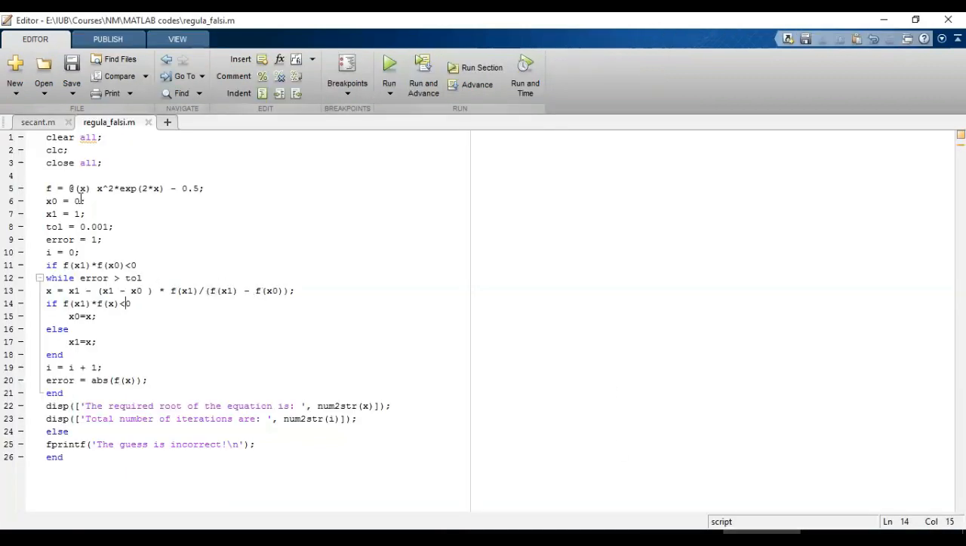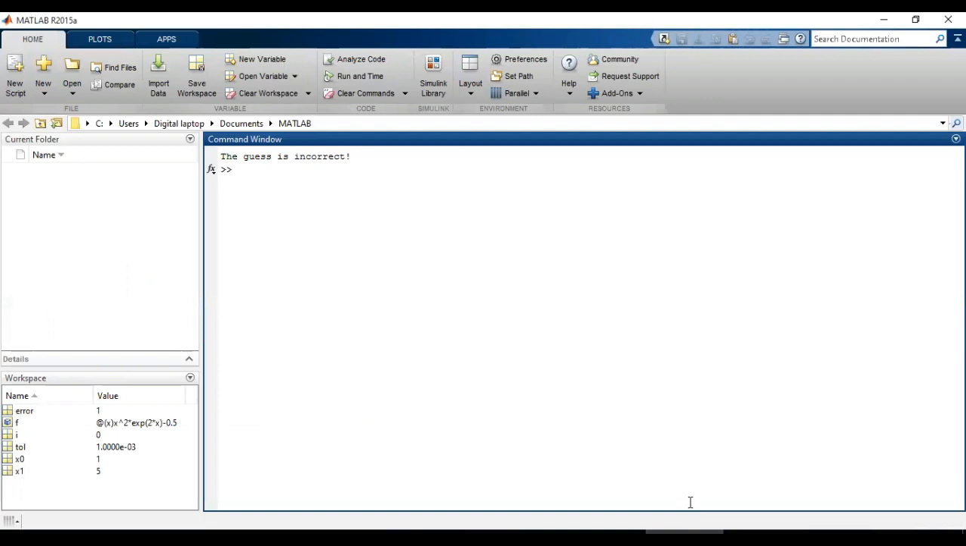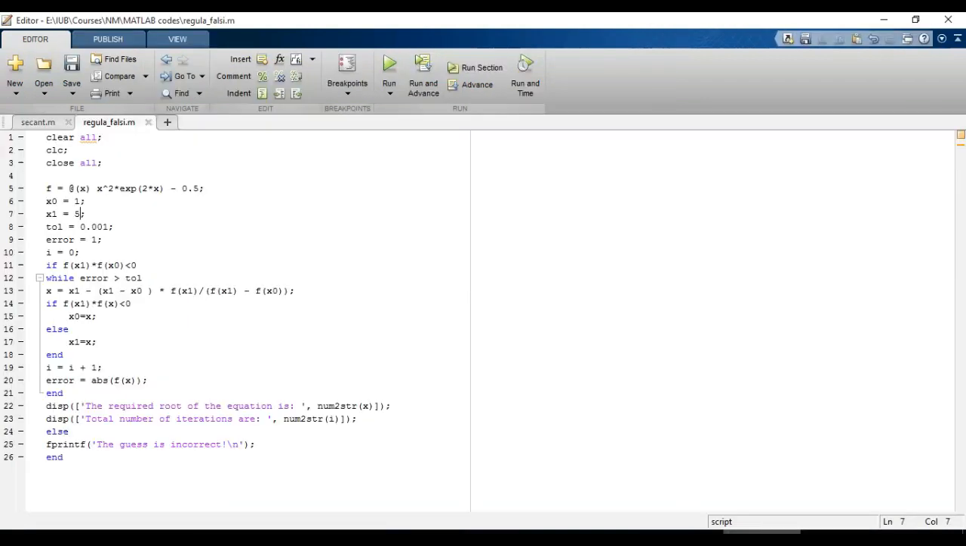Now if I change the initial points so that they don't contain the actual solution, it will not be able to produce the solution. So when I run this code now, it will say that the guess is incorrect. So this is how we can solve nonlinear equations using the secant method and false position method.